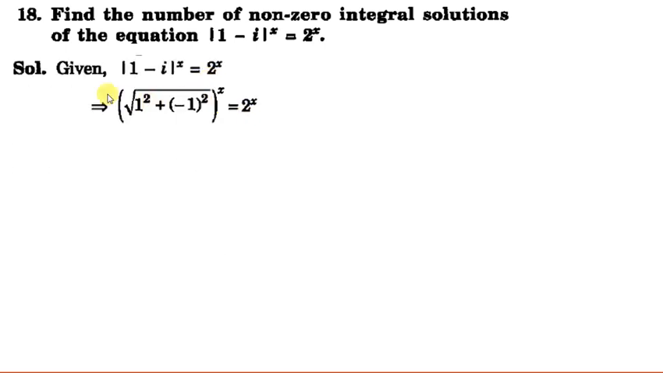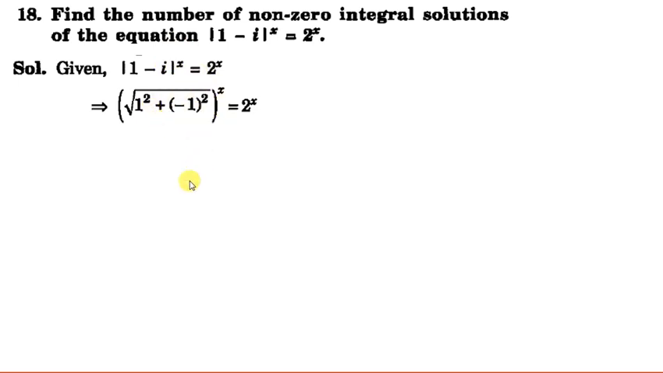This is the 18th question. Find the number of non-zero integral solutions of the equation modulus of (1 minus i) raised to the power x equal to 2 raised to the power x. Here we have on the left hand side modulus of 1 minus i. So its modulus is under root 1 square plus minus 1 square, a square plus b square, where a is 1 and b is minus 1 here.